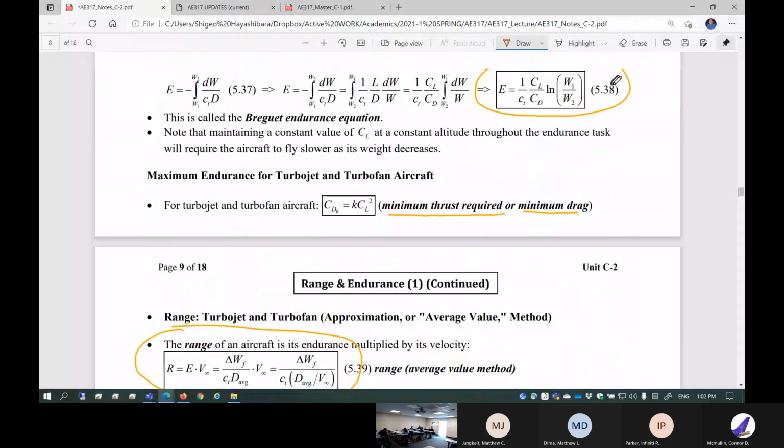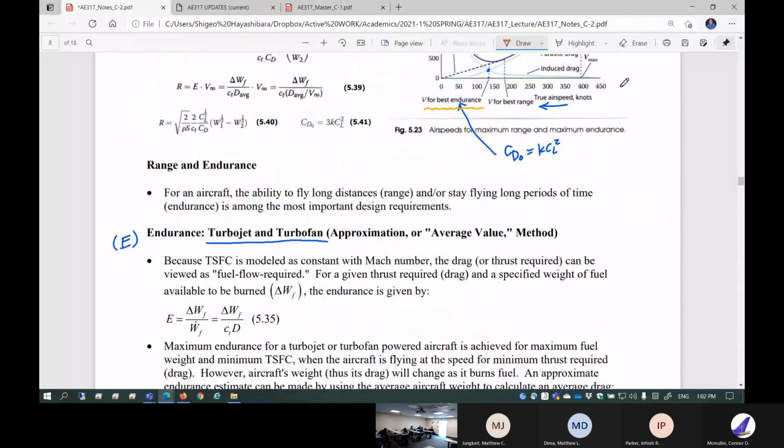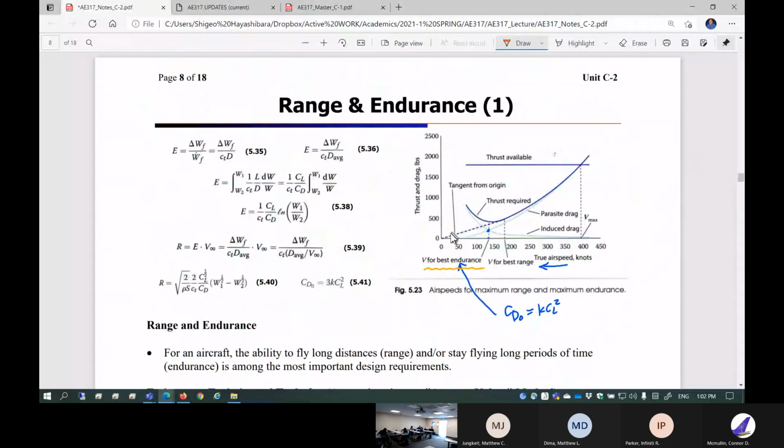What do you mean by that? Let's take a look at the thrust plot. Okay. A straight line drawn from the origin, which is tangent to the thrust required plot, right here is the velocity for best range. Okay? This is much faster than the velocity for best endurance. In other words, in order to maximize your range, you need to fly faster.